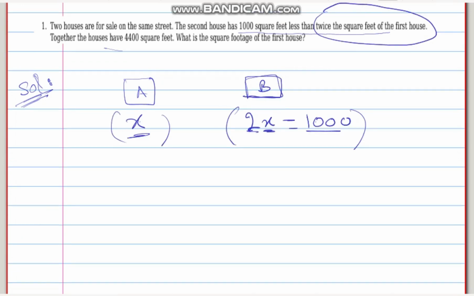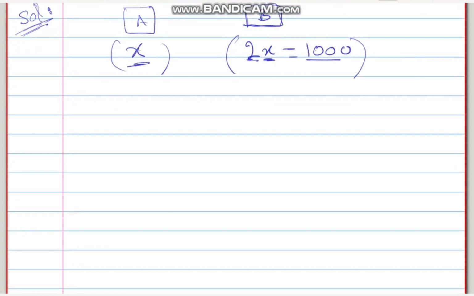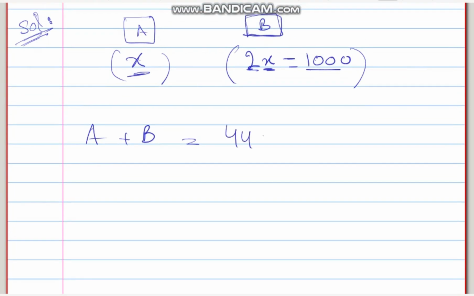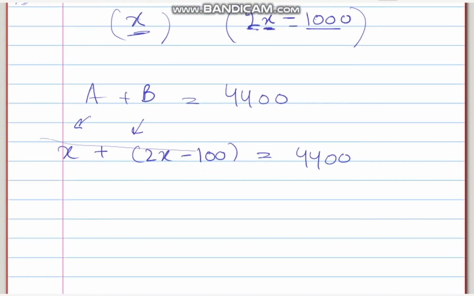Together, the houses have 4,400 square feet. What is the square footage of the first house? Again, it's a more important question. Both combined, A plus B, will give me 4,400. Now A is x and B is basically 2x minus 1,000. It will be equal to 4,400. Now we have developed the equation. It's a very important point.